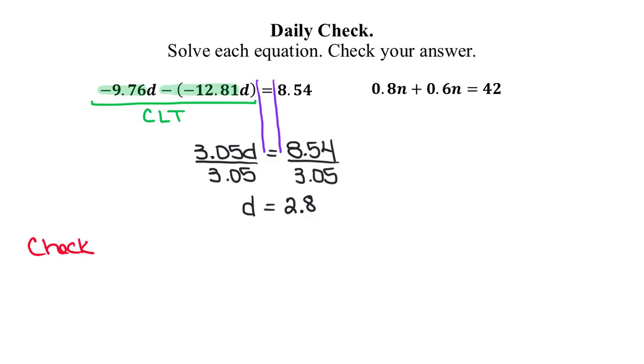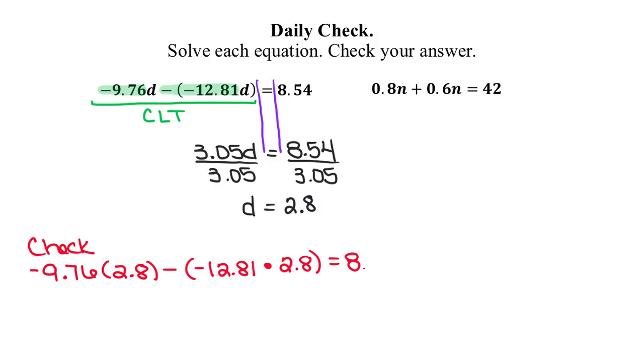And I'm going to replace the D with 2.8. So I have negative 9.76 times 2.8 minus negative 12.81 times 2.8. And I need it to equal 8.54. So very carefully in your calculator, you are going to put all of this very carefully.